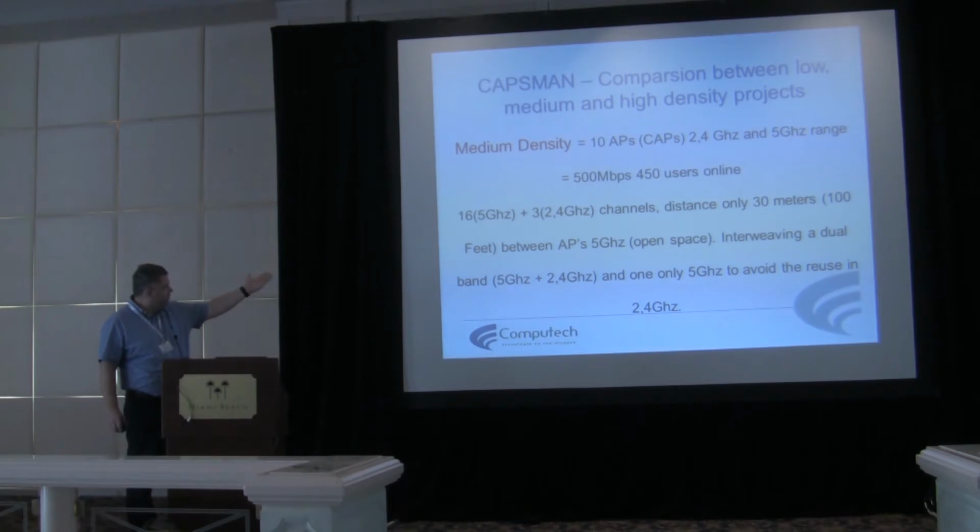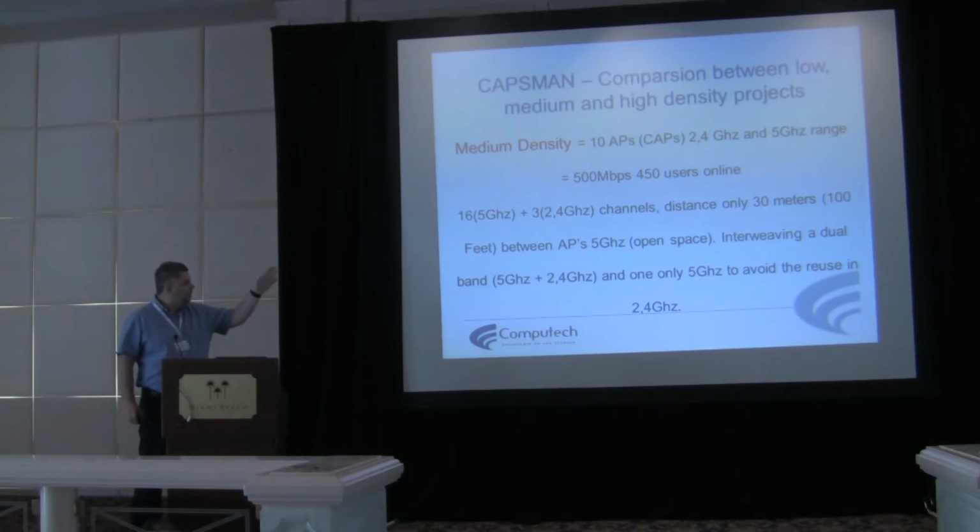16 more channels, as I told you, plus 3 channels using 5 gigahertz, and a distance could be 100 feet between APs, 5 gigahertz open space. You can interweave a dual band, 5 gigahertz plus 2.4 gigahertz, and you can put in the middle only one equipment with 5 gigahertz to reuse the channel in the next one in 2.4 again. So you can interweave 2.4 plus 5 gigahertz and only 5 gigahertz to catch the traffic.